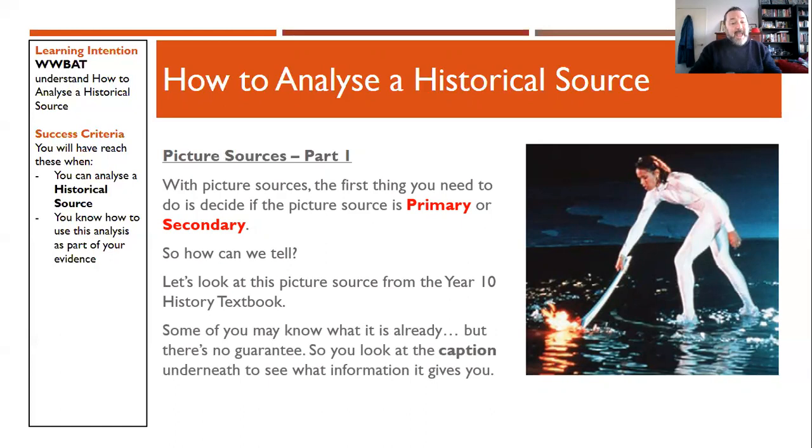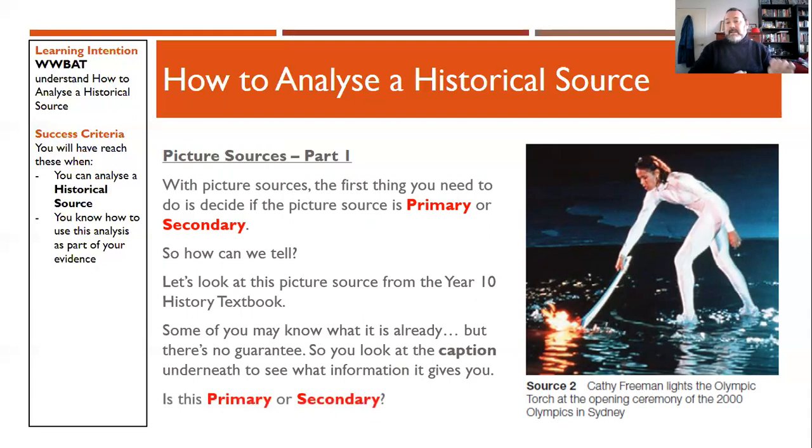So you look at a caption underneath. If this is something that comes from a history book or from some other kind of source, you find out where it comes from. In this case, the caption tells us. So this is Cathy Freeman lighting the Olympic torch at the opening ceremony of the 2000 Olympics in Sydney. Now, is this likely to be primary or secondary? Well, this is a primary source.